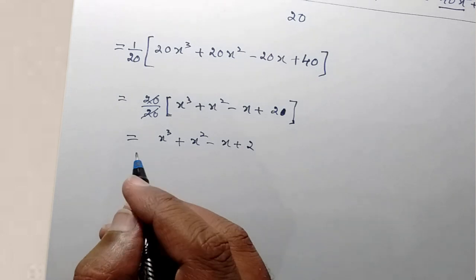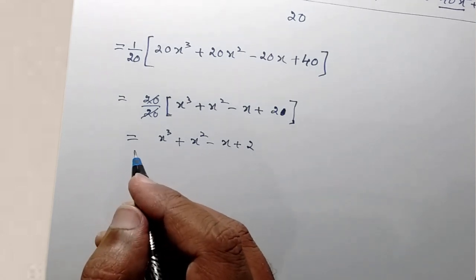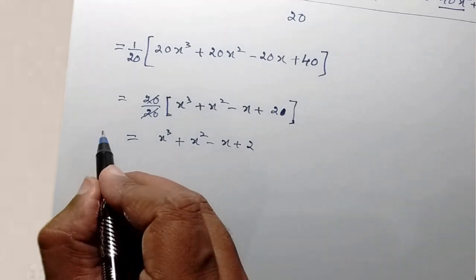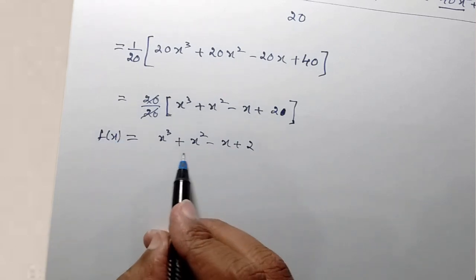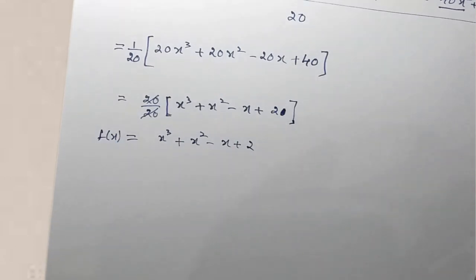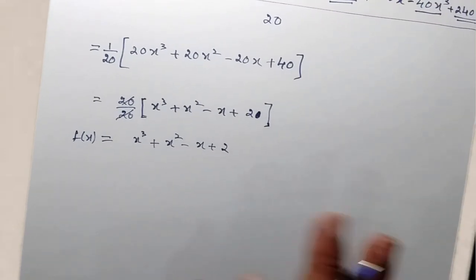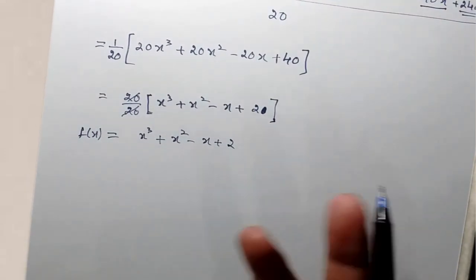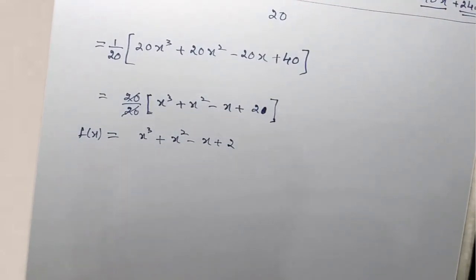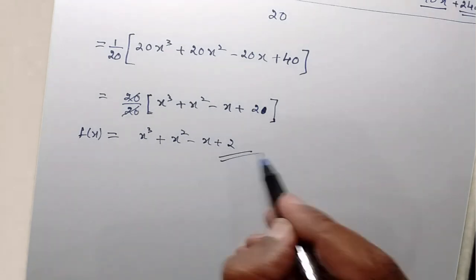So this is nothing but your function f of x, or you can write it as y. So the function is x cube plus x square minus of x plus 2. That will be the required solution. However, he has not given the value of x, so we need not find that. So this will be the final solution.